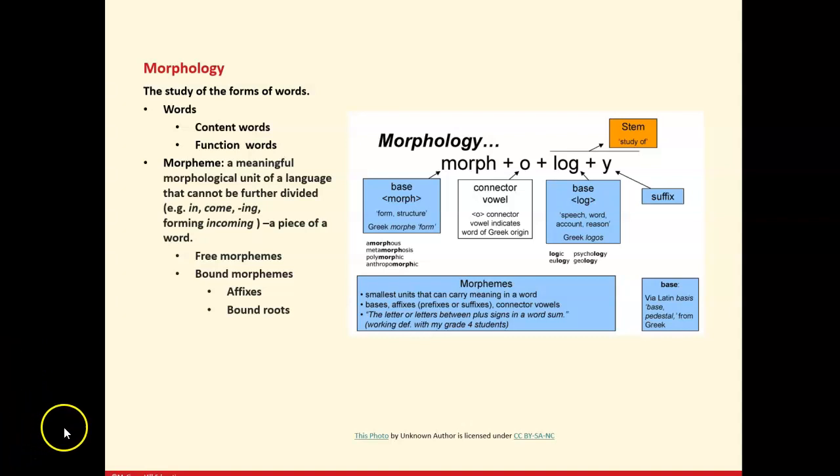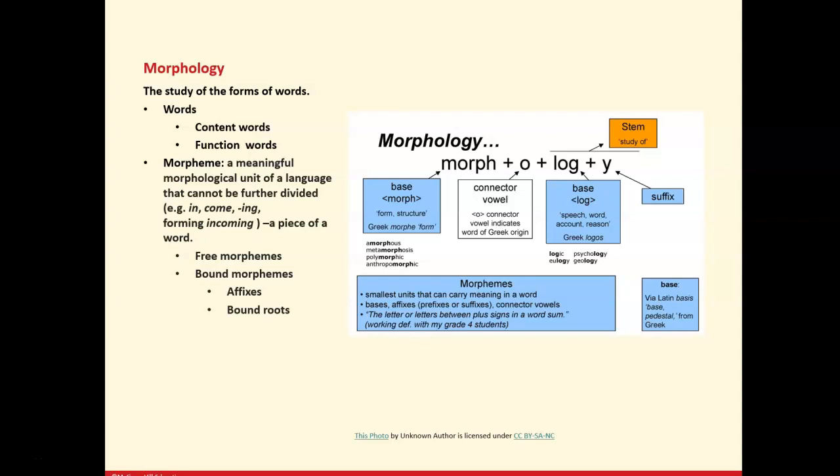There are two classifications of words. The first classification is content words. Content words are nouns, verbs, adverbs, and adjectives. Those are all words that have meaning. Function words are words such as prepositions or pronouns, which have a function in a language.